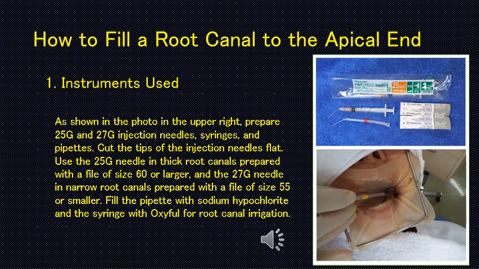1. Instruments used. As shown in the photo in the upper right, prepare 25G and 27G injection needles, syringes, and pipettes. Cut the tips of the injection needles flat. Use the 25G needle in thick root canals prepared with a file of size 60 or larger, and the 27G needle in narrow root canals prepared with a file of size 55 or smaller. Fill the pipette with sodium hypochlorite and the syringe with oxyfull for root canal irrigation.